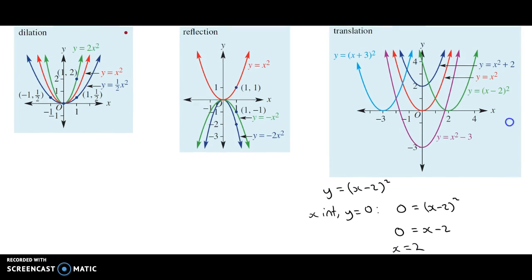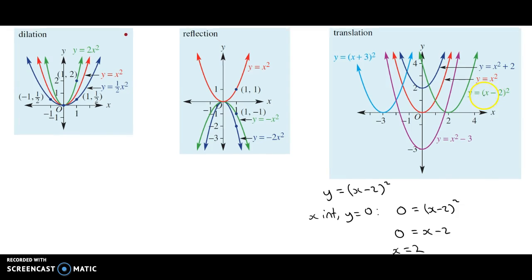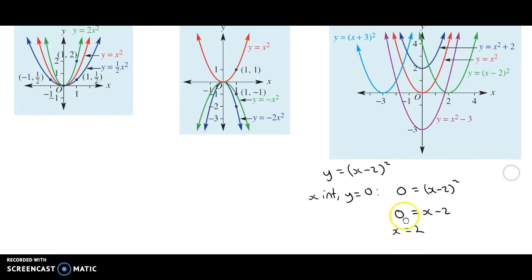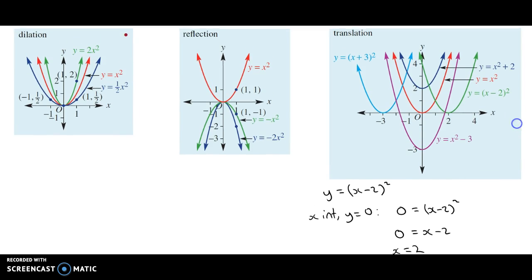So that's why when we have x minus 2 all squared, it actually slides to the right 2 units, because you can see from this little bit of algebra that we've just solved that the x-intercept is in fact equal to 2. And we'll talk about that a little bit more in class. But in the same way, this light blue parabola, which takes the rule y equals x plus 3 all squared, shifts to the left 3 units.